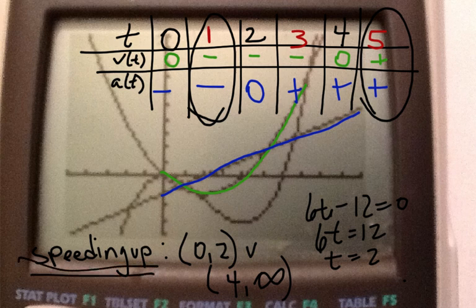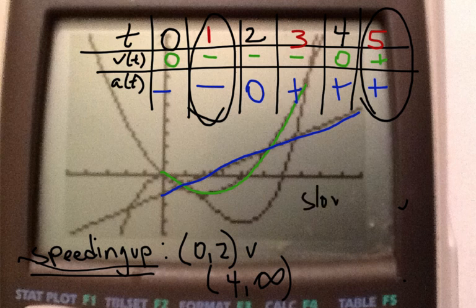If it had asked us when it's slowing down, which it could have just as easily done, or sometimes they ask for both, it is slowing down when the signs are opposite. So that would be from, let's see, 0 is the beginning of our domain. From 0 to 2 we are speeding up. We have matching signs. But then from 2 to 4, in this interval, the signs are opposite. So from 2 to 4 it's slowing down. And then beyond 4 they're the same again, so it's speeding up.